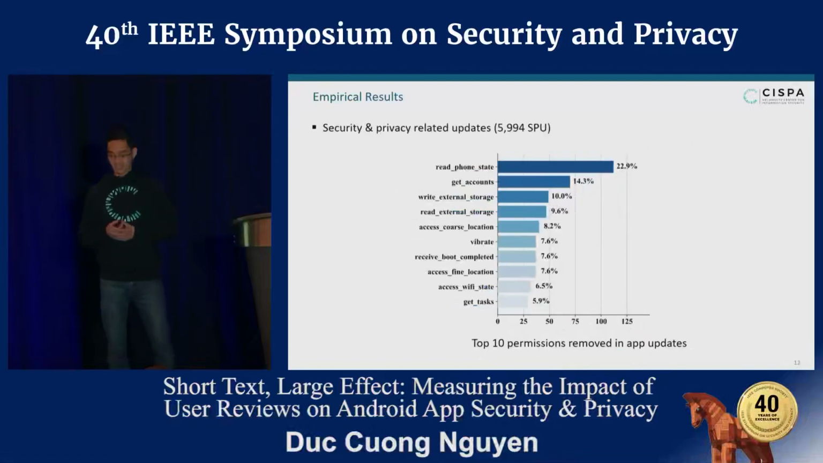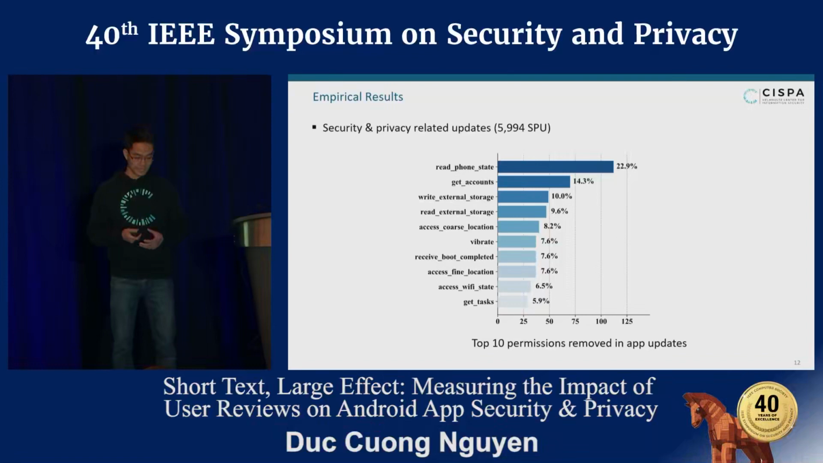Regarding the security and privacy related updates, using our static app analysis, we have been able to identify around 6,000 SPU. And here I list the top 10 SPU, or the permissions that are removed in app updates. The list is headed by read phone state, get accounts, write and read storage, and location, and so on.